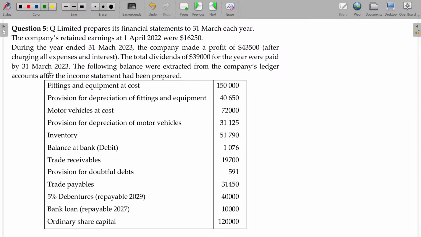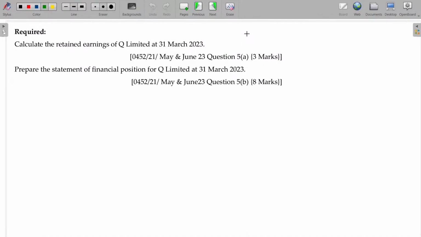Question number 5. Q Limited prepares its financial statement to 31st March each year. What is the requirement here? Calculate retained earnings of Q Limited and statement of financial position also. Okay. Clear?